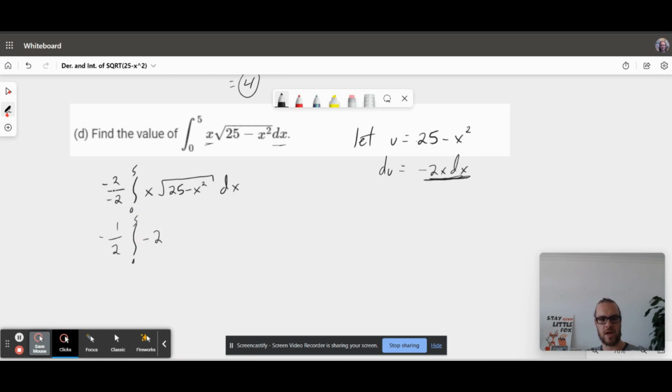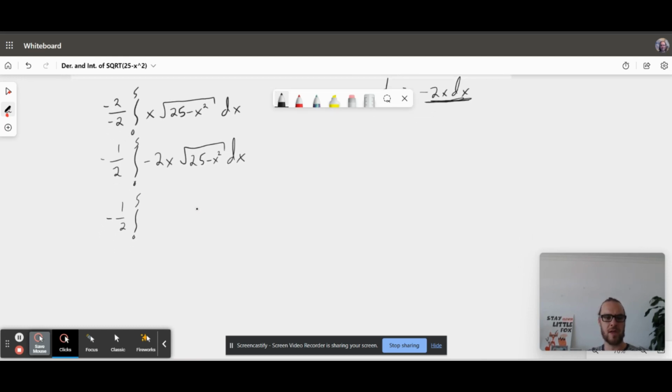And then this negative 2 comes in, negative 2x, square root of 25 minus x squared dx. At that point, now you can see where our u and our du are. So we're going to end up with negative 1/2 multiplied by the integral from 0 to 5 of, and right here you can see these combined give us our du, and then this part here gives us our u. So we now just have the square root of u du.